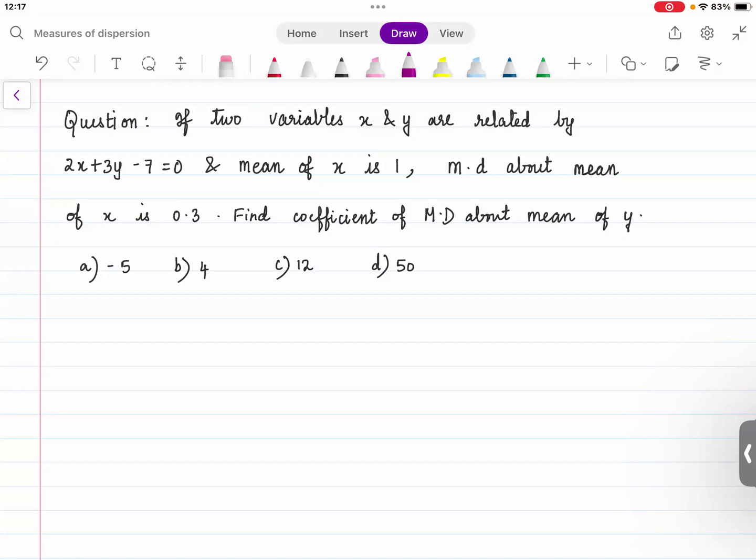So what's the formula for coefficient of mean deviation? Mean deviation by mean into 100. So to use this formula, we need to find mean deviation of y and we need to find mean of y. So let us first find mean of y. They have only given mean of x. So I'm going to find mean of y. How to find mean of y when mean of x is given? We have to do direct substitution.